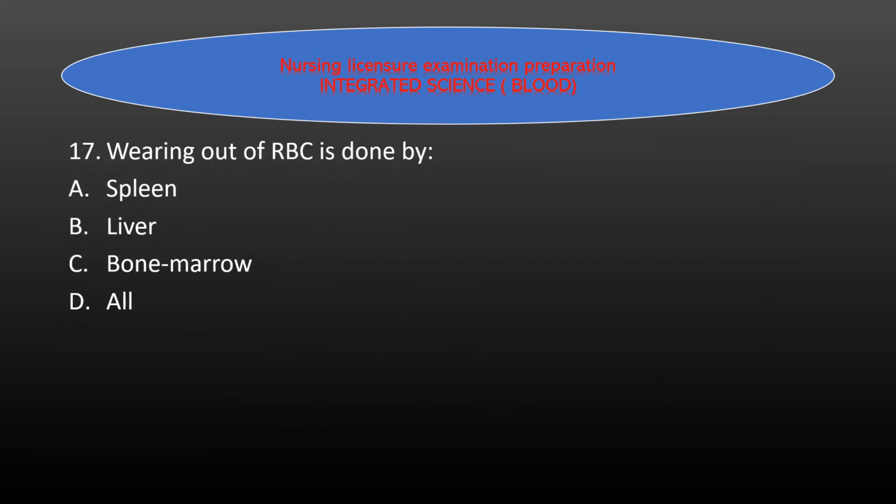Question number 17. Wearing out of RBC is done by option A spleen, option B liver, option C bone marrow, option D all. And the correct answer is all. These all organs help in wearing out of RBC. Wearing out of RBC means destroying the red blood cells and utilizing the remaining components of the red blood cells in production of new RBC.